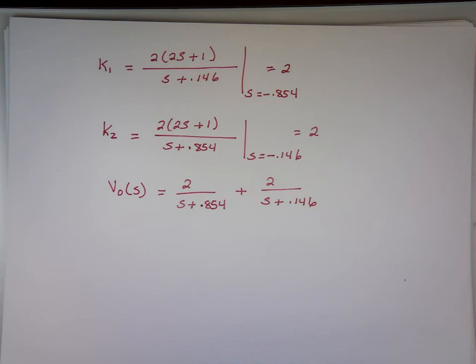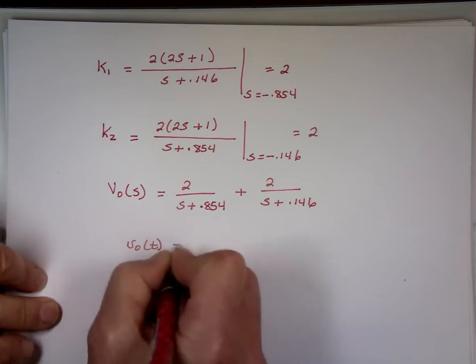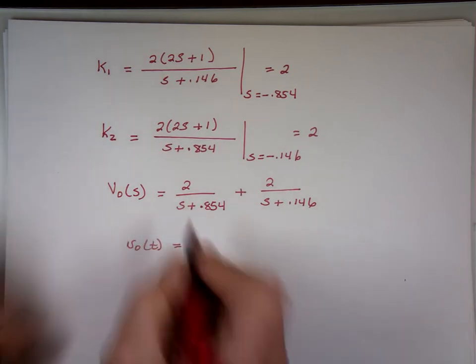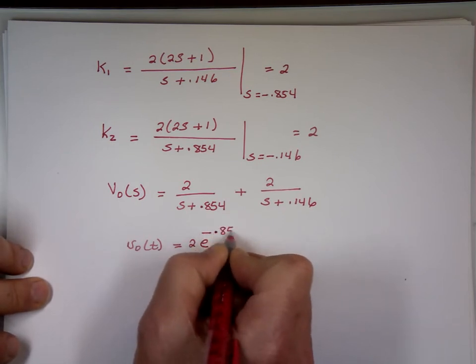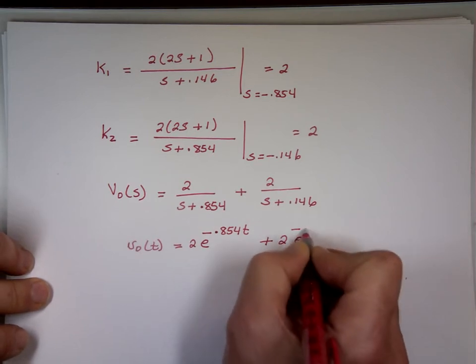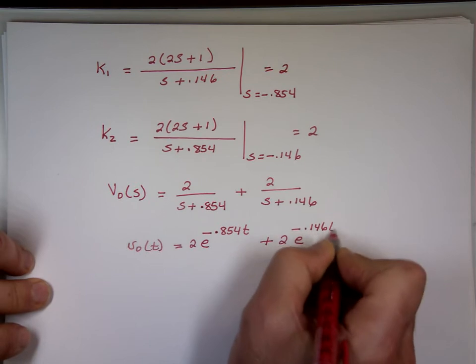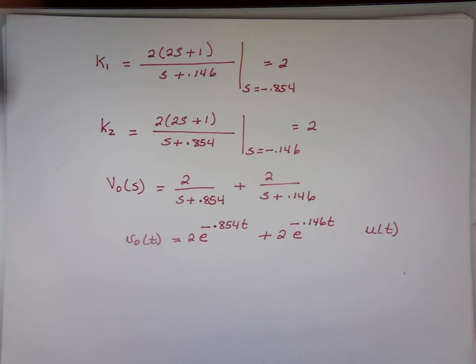So what do we do now? What's V out as a function of time? Inverse Laplace. What's the inverse Laplace of this? This will be 2 e to the power of negative 0.854t plus 2 e to the negative 0.146t, u sub t. Now the only thing that could be wrong is me pushing the numbers on the calculator. But if I push all the right numbers, that's my answer. So you can look at that and see if we screwed up with the numbers.